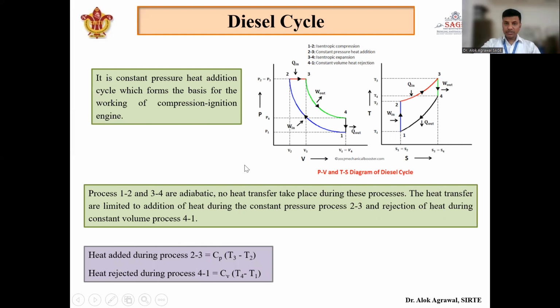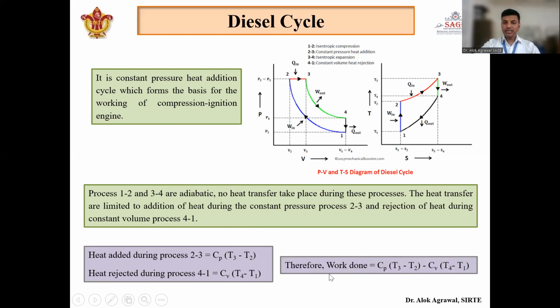Again, for calculating the efficiency, we have to know the amount of heat added during process 2 to 3, which is given by Cp (T3 minus T2). Here, the heat is added at constant pressure, so we have to take specific heat at constant pressure. Again, heat is rejected at constant volume. We can write it as Cv (T4 minus T1). So, what will be the net work output? It will be heat added minus heat rejected. So, the work done will be written as Cp (T3 minus T2) minus Cv (T4 minus T1).